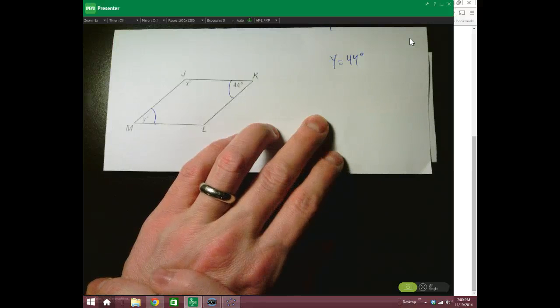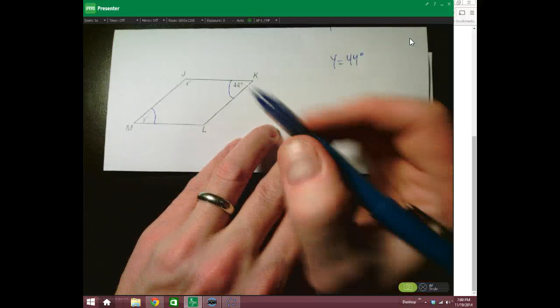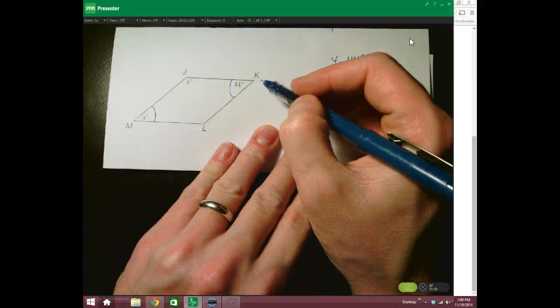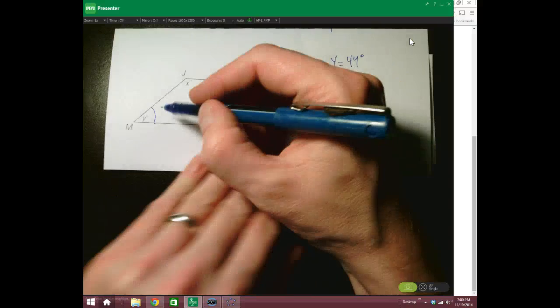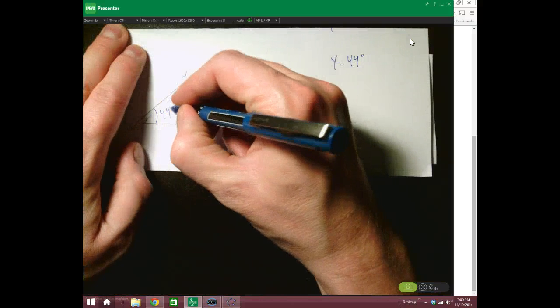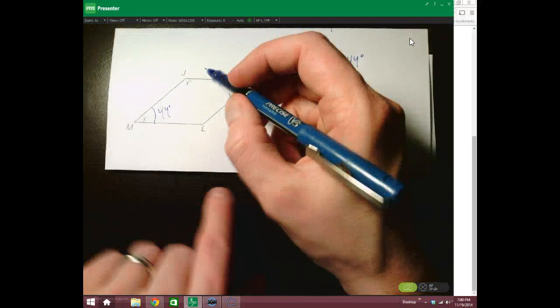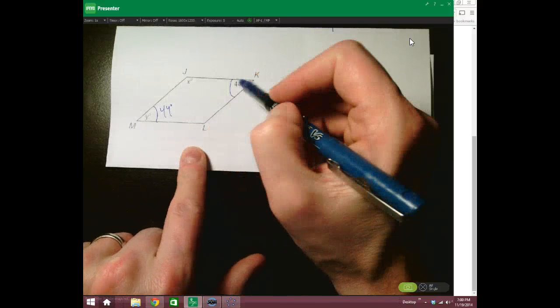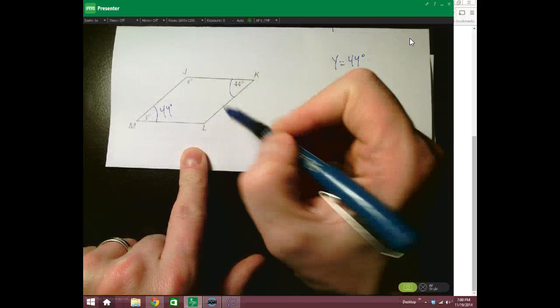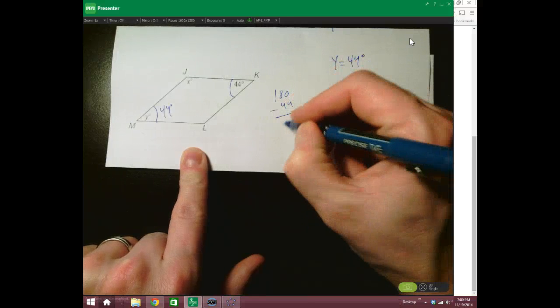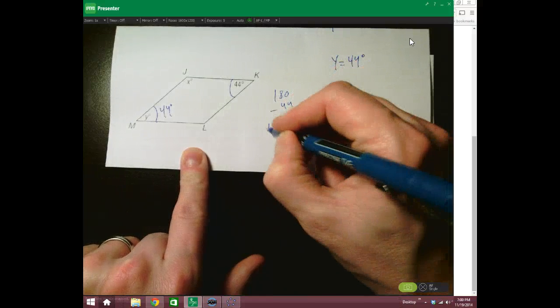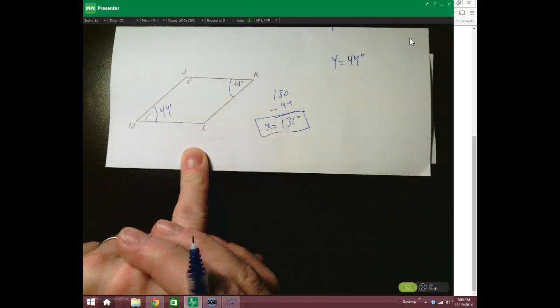Now for x, you could either think of angle m or the angle k with y, or 44. Either way, it doesn't matter since this is 44 as well. But these are consecutive angles, J and M, J and K. So these two have to add to 180, these two have to add to 180. So if I take 180 and subtract 44, I get 136 degrees. That has to be x at 136.